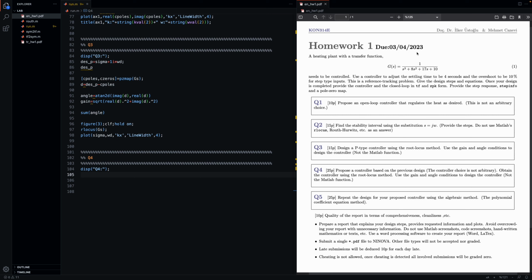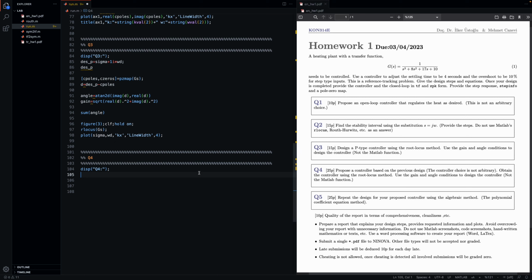In order to fix this, we need to add a pole at the origin, and this one doesn't have a pole at the origin. The open loop doesn't include that, so we have to add it with the controller. So the best thing that we can add here for Q4 in order to design a reference tracking controller is going to be adding a pole. So we need to add a pole at the origin.